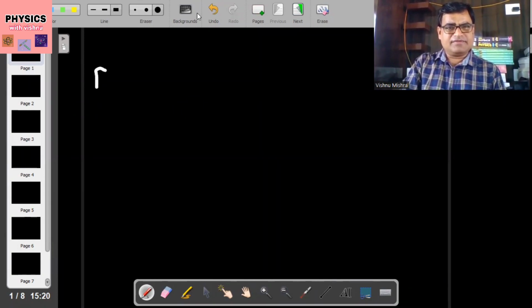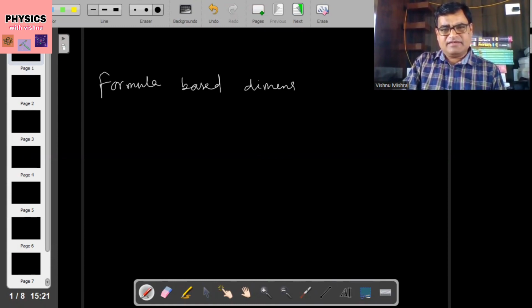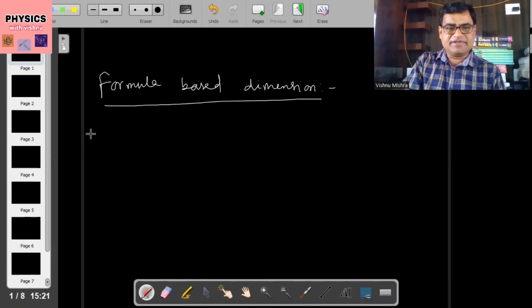What are formula based dimensions? Some formula is provided to you and you have to write the dimension of the constant. For example, the first formula based dimension is what?